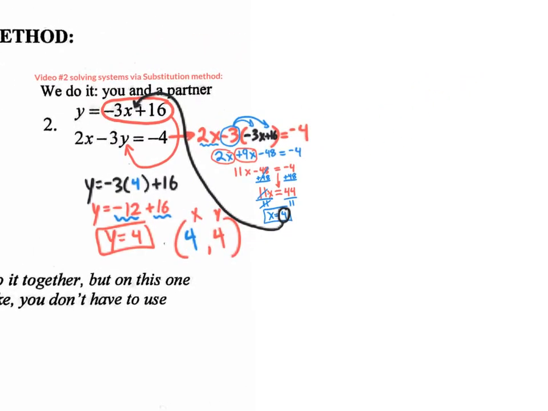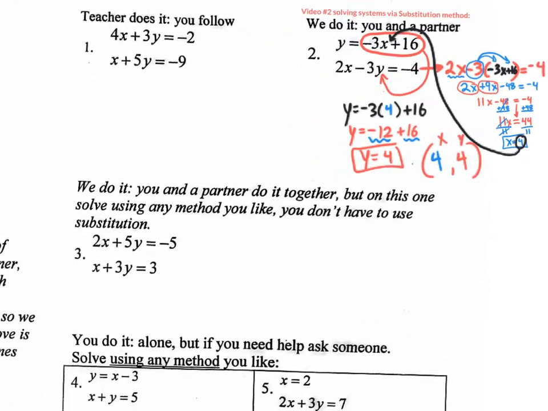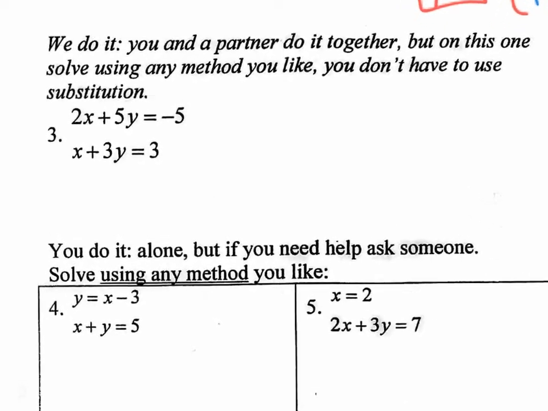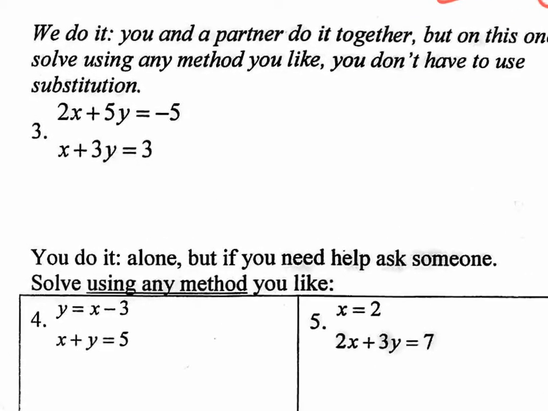Okay, so again, let's have you and your partner solve this system. And it says on this one, you could solve any method you like. You don't have to use substitution. But, I mean, substitution is the best method because graphing is pointless, especially if you don't have an actual graph. So I'm going to pause it, work on it, and then I'll explain it.